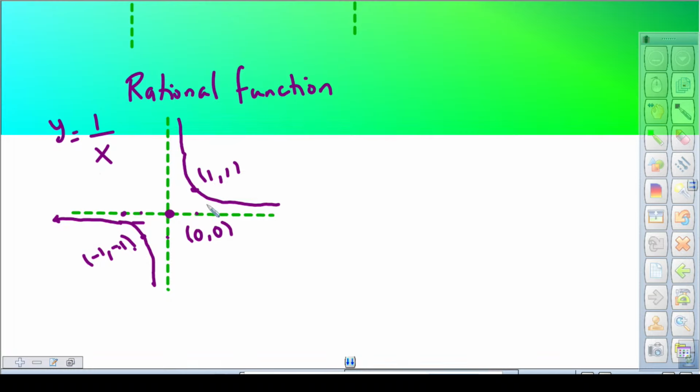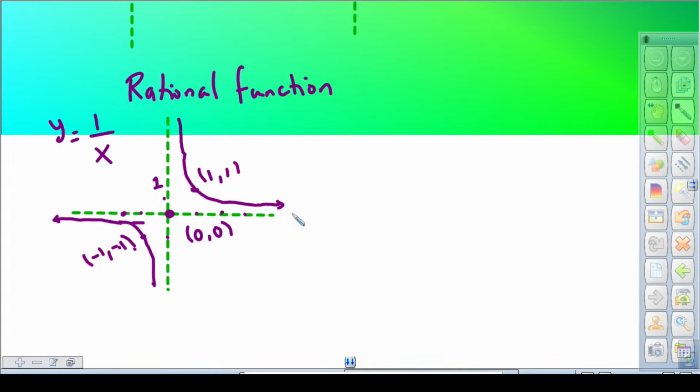Same thing in this deal here. If this is a height of 1 at the top here, then if you do 2, it's going to be 1/2. If you do 3, it's 1/3. 4 is 1/4. 5 is 1/5, etc. You're going to find yourself heading towards the x-axis, but not touching it.